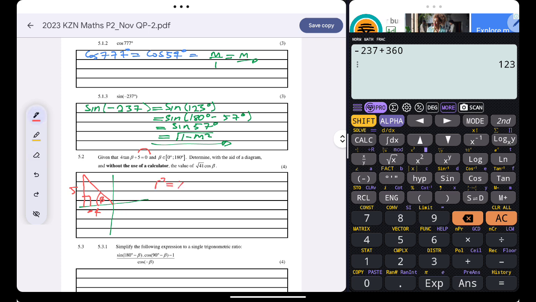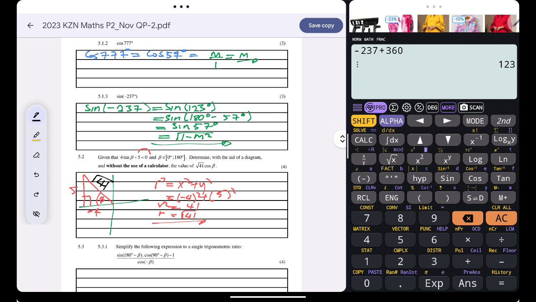R squared is equal to x squared plus y squared, right? So our x squared is negative 4 squared, and 5 squared. So this thing will give me 41, and then R will be the square root of 41. Are you together? So now I know that my radius here is equal to the square root of 41.